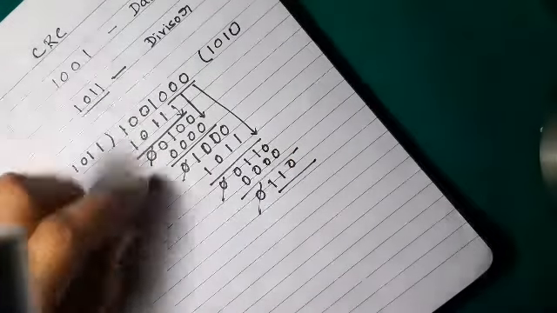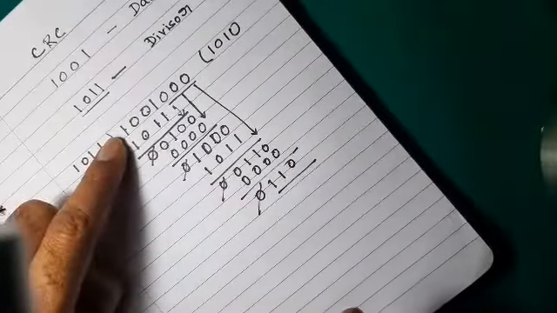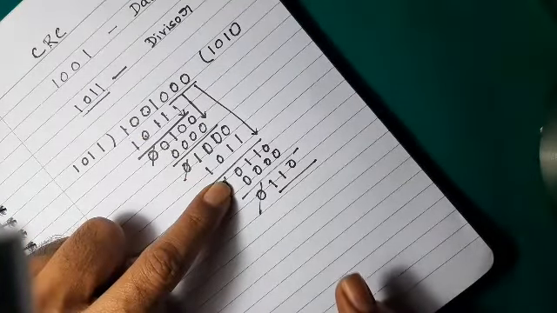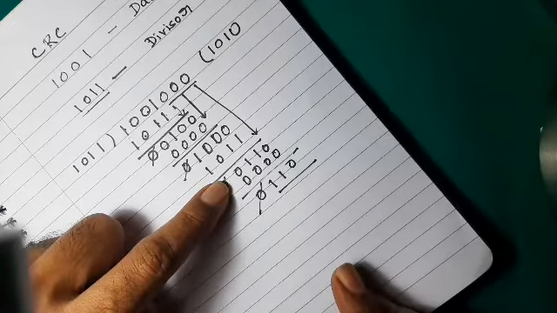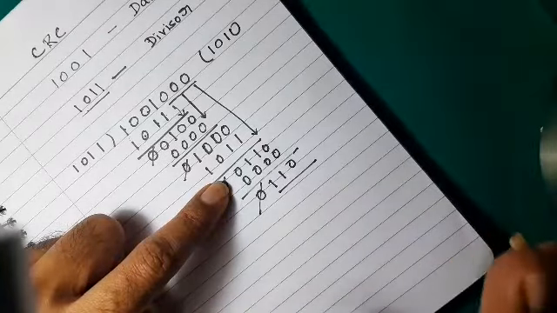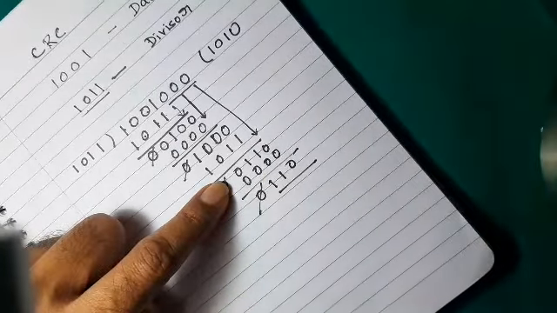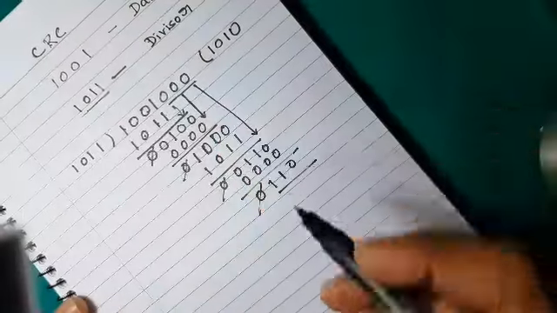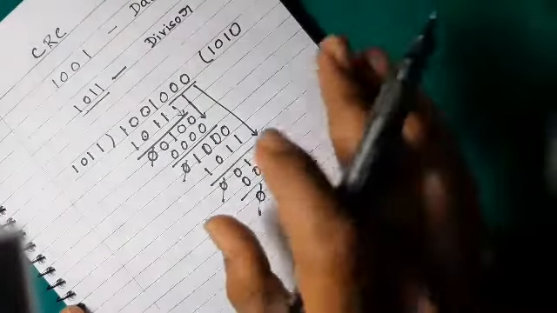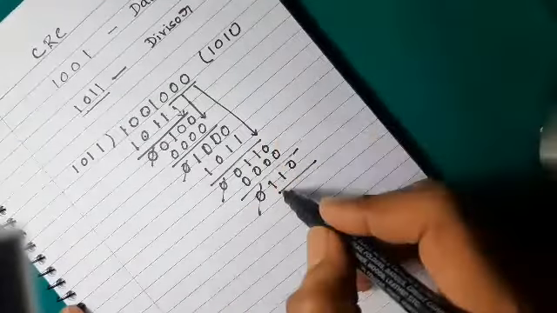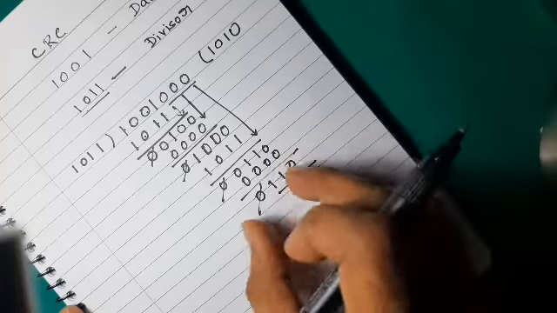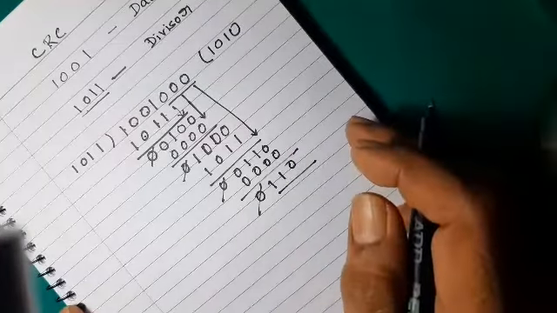One thing you remember: if the leftmost bit is 0, in that case we need to use an all-0 divisor. That is one important point over here. When there are no bits to pull down, we stop our division operation. Whatever is left out, we take as the remainder. So in this case the remainder is of 3 bits.